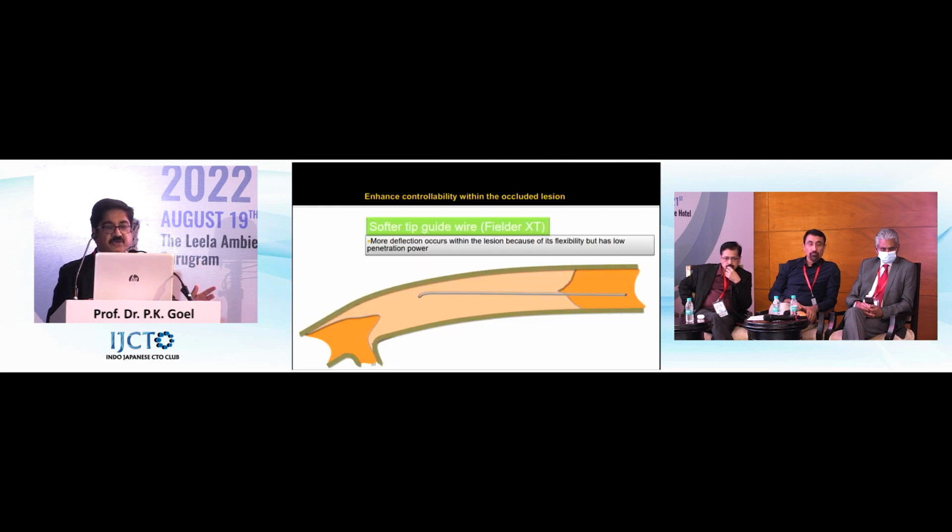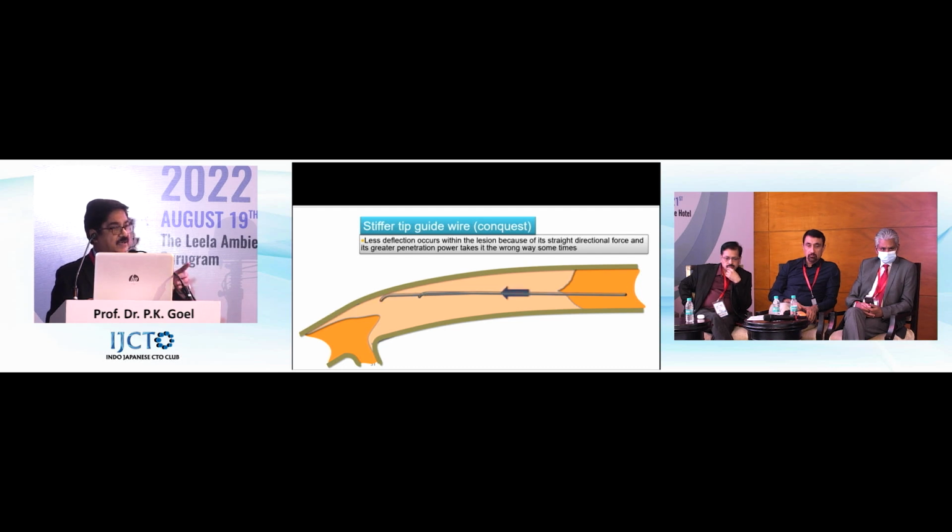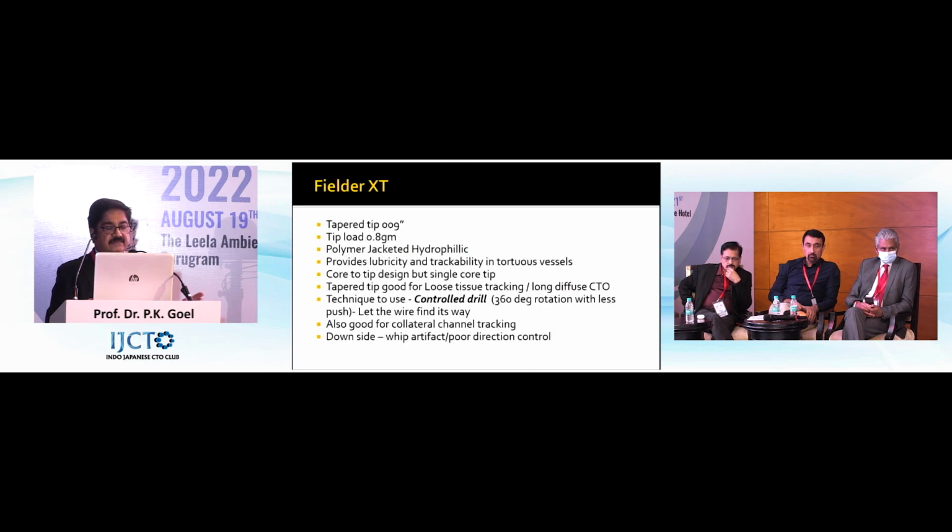This is a picture showing the softer wire. Well, it moves, you feel good, but it bends and it will not go through the lesion. You have the stiffer wire like the Conquest, it will move forward, but then you can't redirect it. And the Gaia wires, you can do that, I'll just show you. I think just to understand, Fielder XT is one wire which is 0.9 gram tip load, 0.9 inch tapered tip. The tip load is about 0.8 gram, and it's a very good wire for control drill.